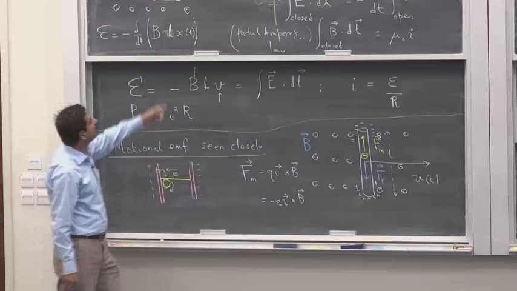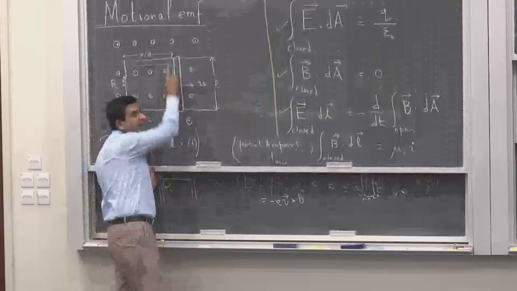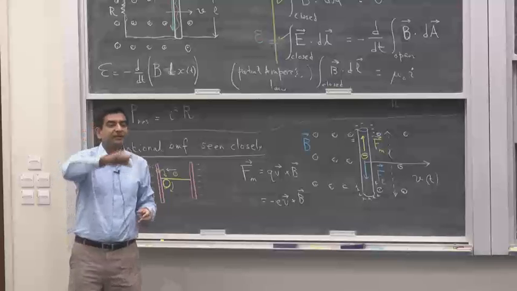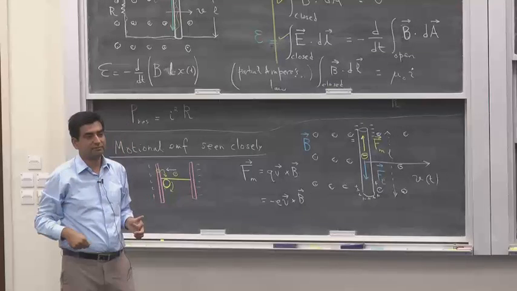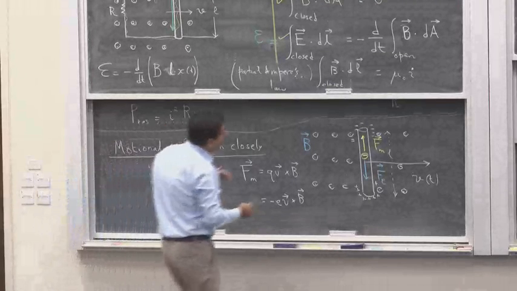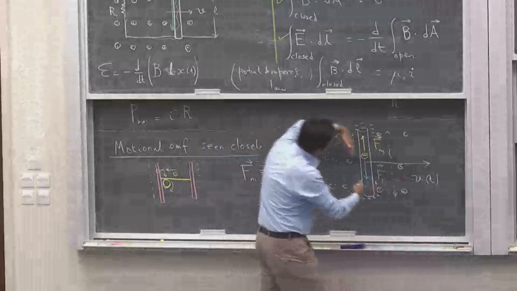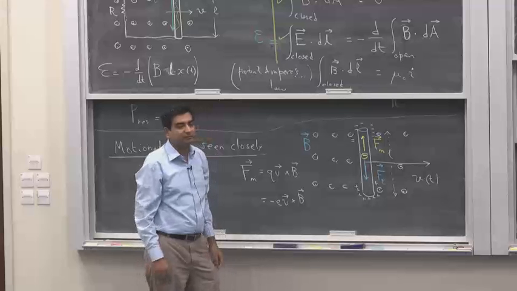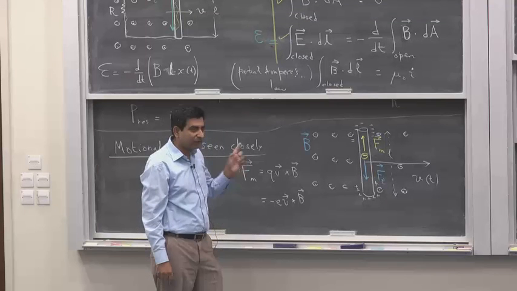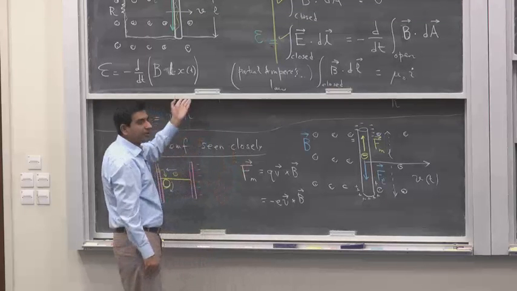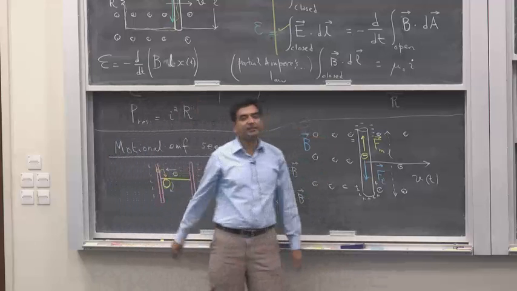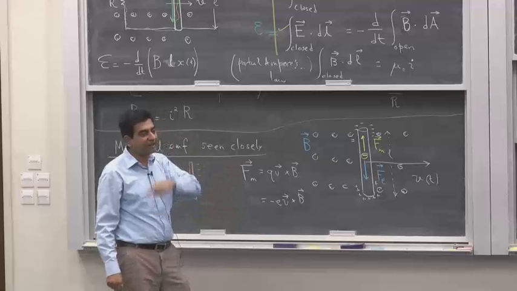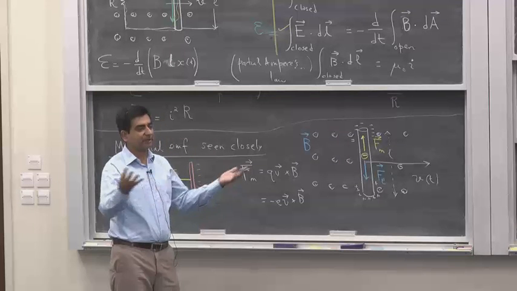So in motional EMF, this rod is starting to act like a battery. In a chemical battery, energy is supplied by the chemical reactions at the electrodes. Here the energy is supplied by the motion of this conductor inside a magnetic field. And we'll have a closer look at this in a minute. So this moving rod acts like a battery, and this battery can be connected to a circuit, and it can drive current through the circuit, and you can do something useful with that circuit.